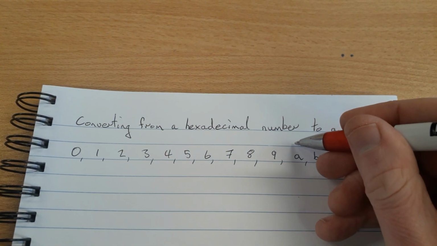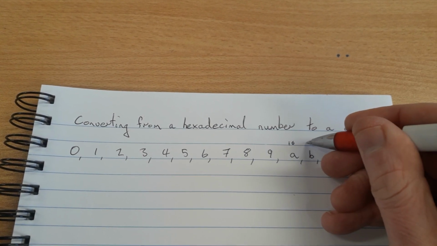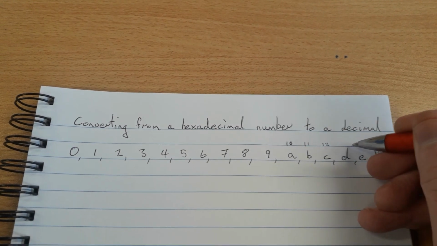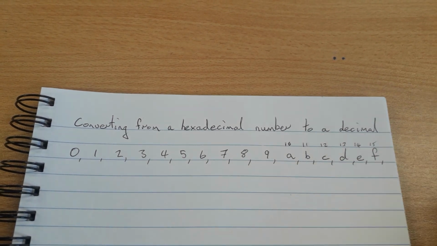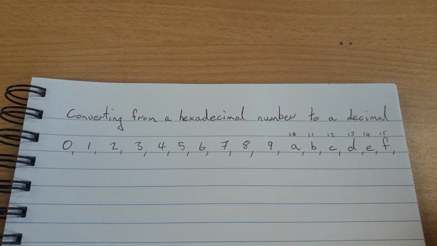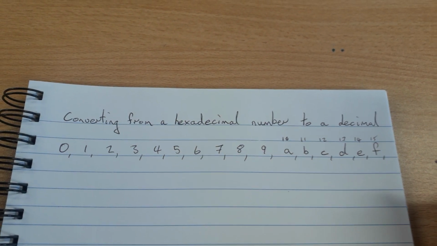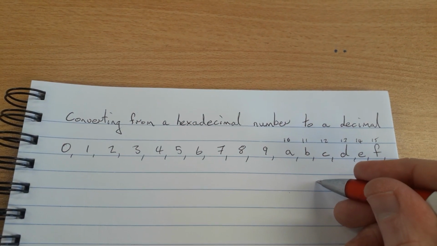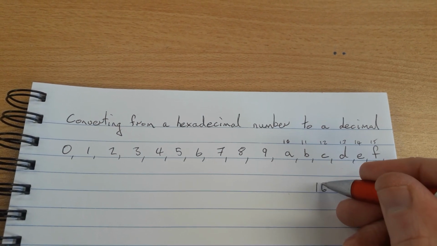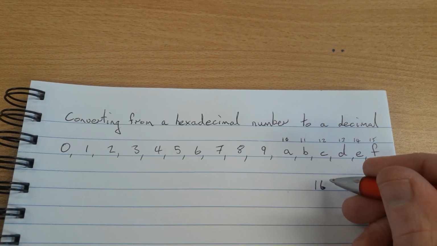So since this A is the equivalent of 10, I'm going to write it up above it here. 11, 12, 13, 14, 15. Okay? Before we get to the converting, it's important to know that we'll have to be using indices, base 16, for our technique. So this is basically 16 to different powers.